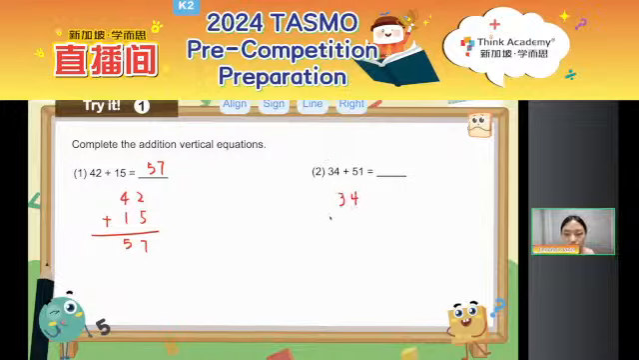And then the 34 plus 51. So we can get 34 plus 51. We will get our final answer here, and then start from the right to the left. We will get 85, right? As our final answer, 85. Good job, everyone. So let's move on.